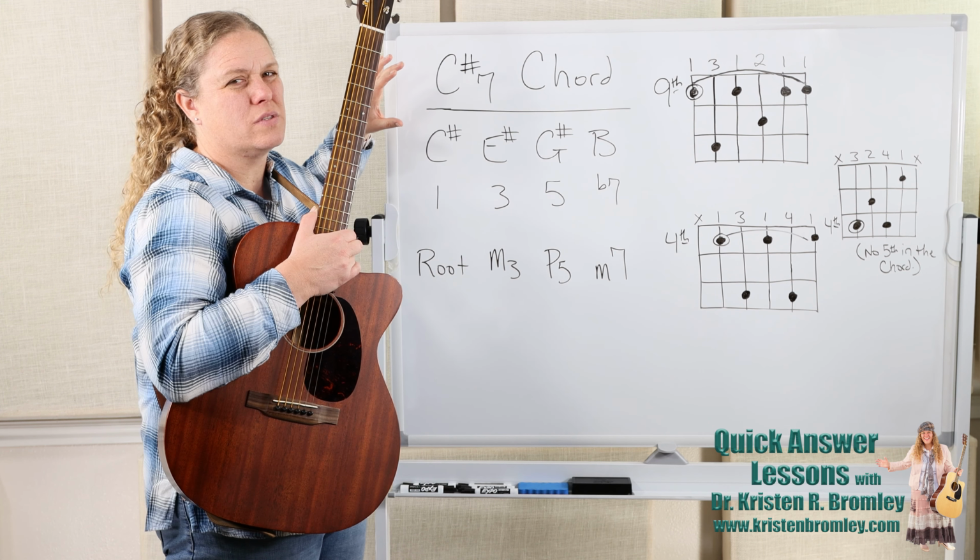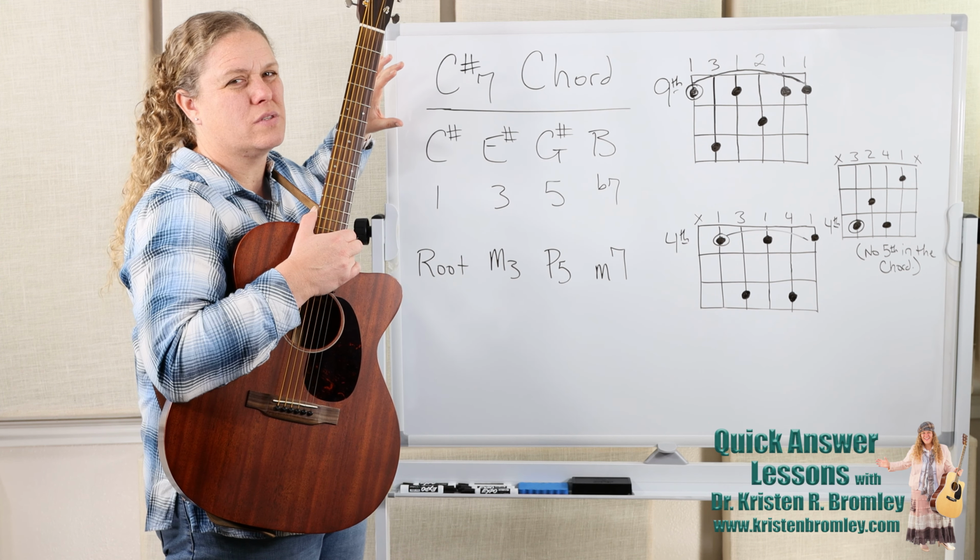E-sharp is a major 3rd above the root. G-sharp is a perfect 5th above the root. So that's the same as just a major chord, C-sharp major. And then B is a minor 7th interval above that root. So C-sharp, E-sharp, G-sharp, and B creates a C-sharp dominant 7th chord.